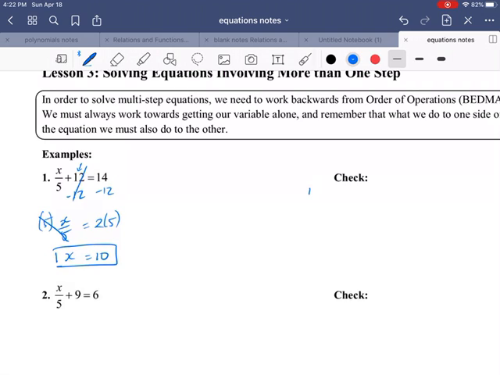And to check, you plug in what you've just solved in for x in the original equation. Well, 10 divided by 5 is 2, and 2 plus 12 does equal 14. So we've done it correctly.